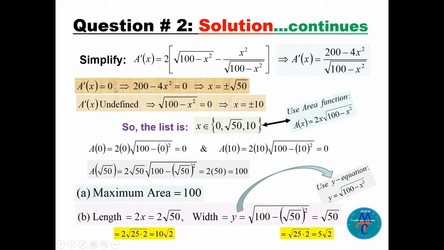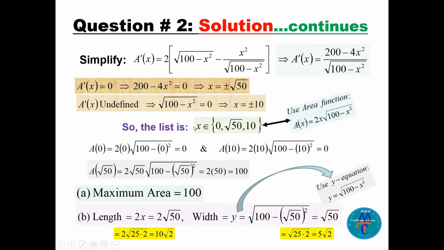Now a prime is equal to 0 or a prime is undefined. So a prime is equal to 0. We have 200 minus 4x squared is equal to 0. Take this on the other side, divide by 4, and then take the square root of both sides. X will be plus or minus square root of 50. A prime is undefined if the denominator is 0. Square both sides, x will be plus or minus 10.